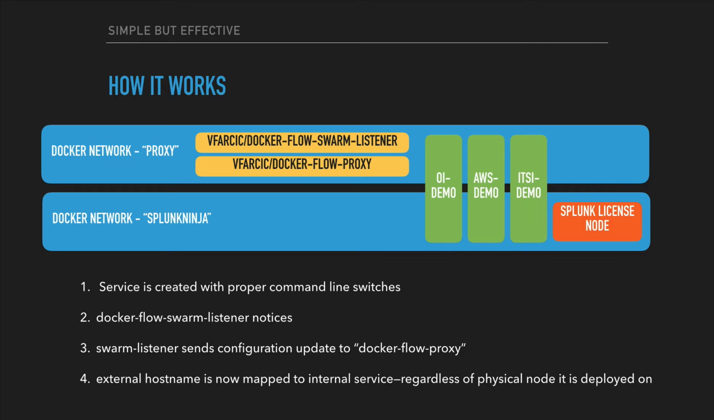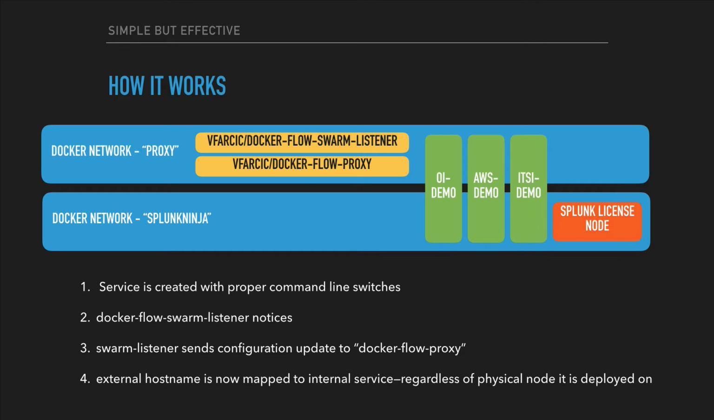So any services on the Proxy network or on the Splunk Ninja network can see each of those green boxes. And those green boxes are going to represent, in a minute, images that have turned into containers. So the way it works is a service gets created with the proper command line switches. Docker Flow Swarm Listener notices it, because inside of Docker Swarm, there's a service registry in a way that when you create a service, it's aware of it. So when Swarm Listener sees that, it sends a configuration update to Docker Flow Proxy, that HAProxy.